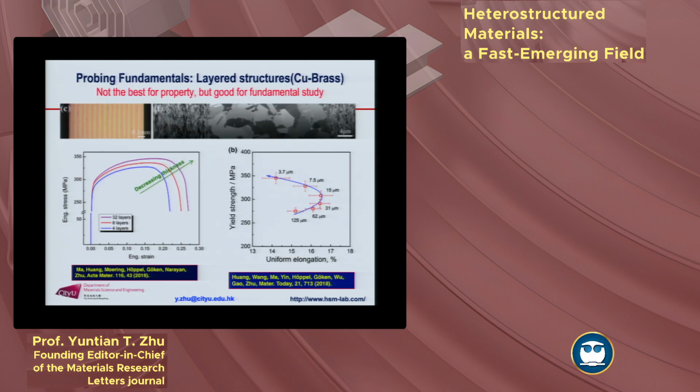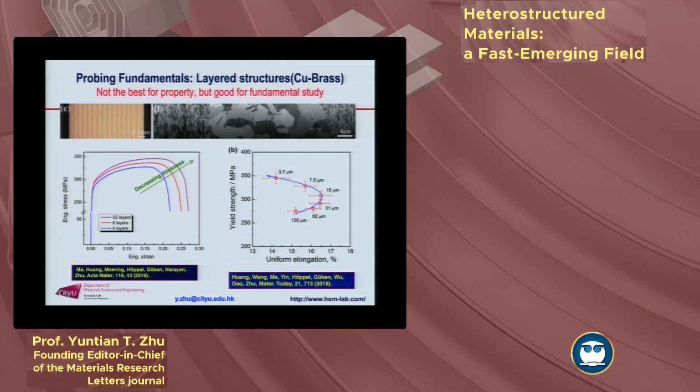So I said there's an optimum spacing to get the best mechanical property. We use this one to verify that point. So this is a layered structure, and the layer thickness, this is 125 micrometer, 64 micrometer. As the layer thickness decreases initially, the ductility and the strength, they both go up.